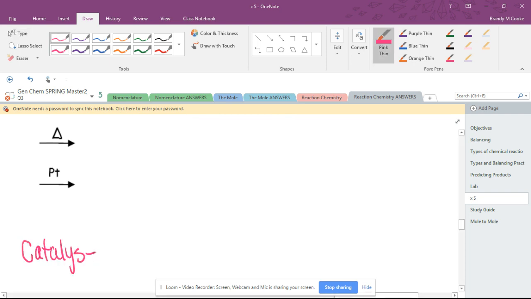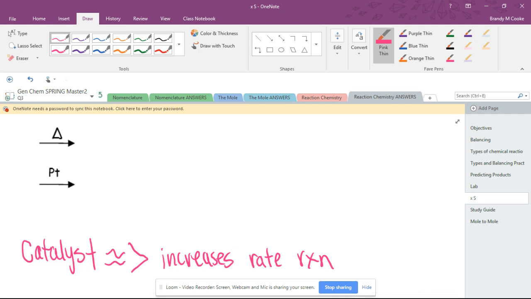And a catalyst, with a T, increases the rate of a reaction. So in real life, think about hydrogen peroxide. Think about the stuff that mama and papa pour in your boo-boos and it gets all bubbly. Think about the bottle that it comes in. It comes in a very dark brown bottle that no light can get into.